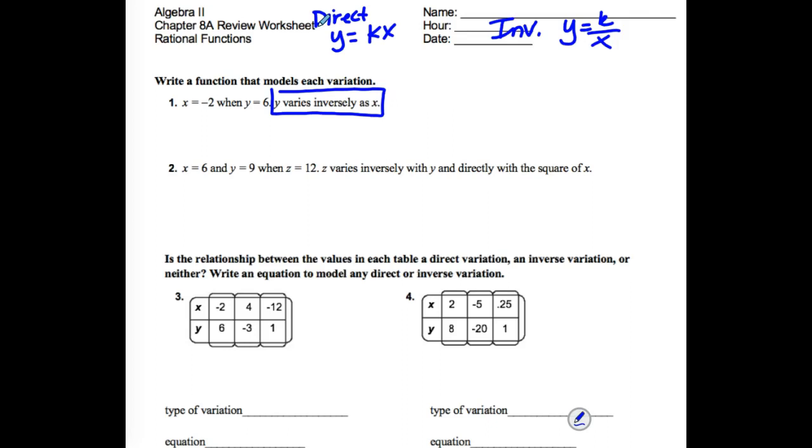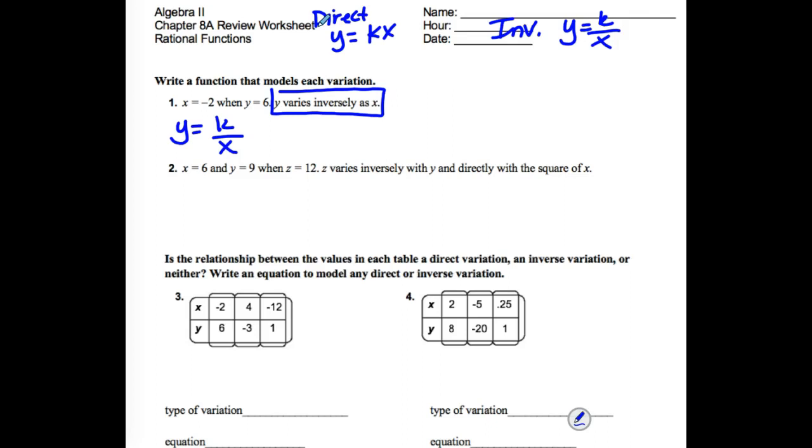I'm going to be looking for that translation. Generic, just with the variables, no numbers. So y varies inversely as x, or y varies inversely with x. We just said our inverse variation looks like this. Y equals k divided by x. So that's step 1. You're writing your basic format.